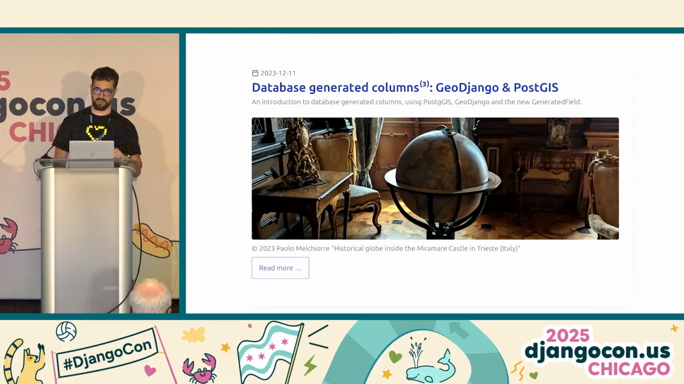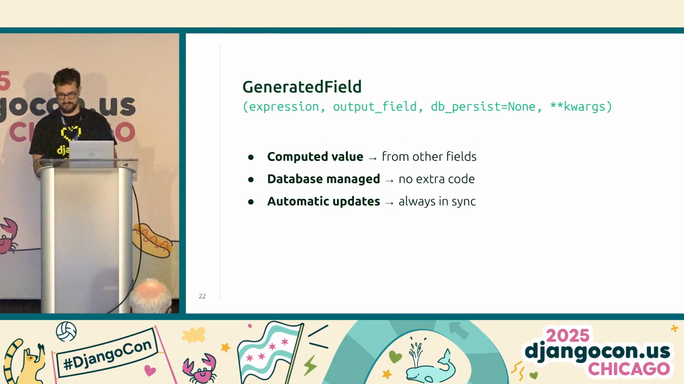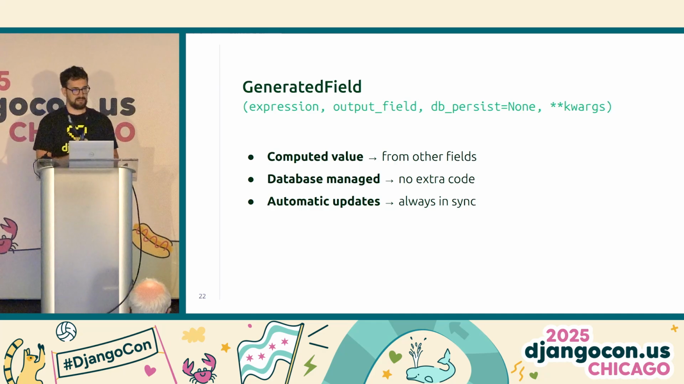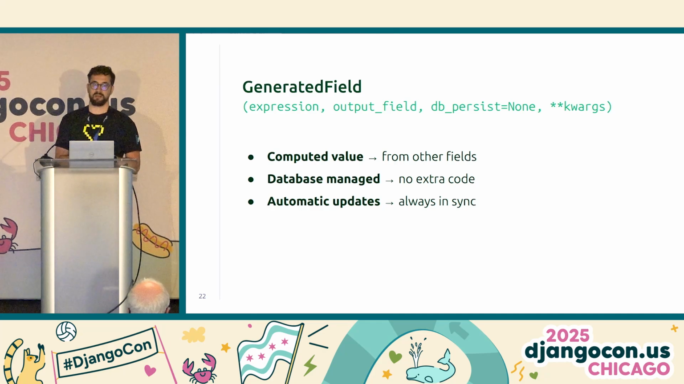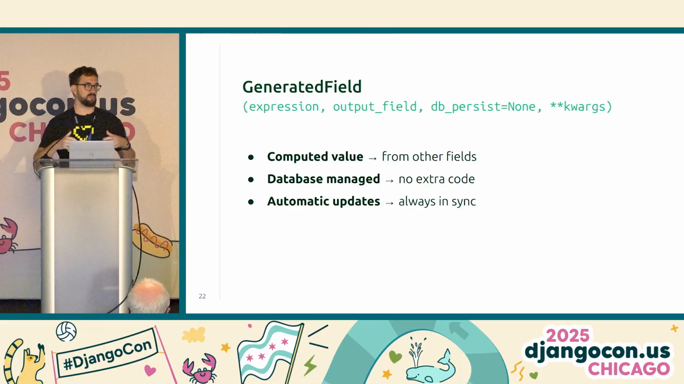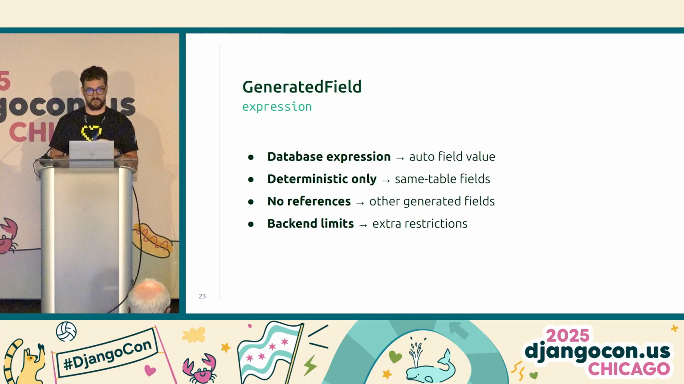But before seeing some examples, I want to share with you what we have now in Django itself. So the generated field is now a new type of field that is computed by the database without any extra code, and is totally managed by the database and always in sync because the database updates it for you. You have to specify an expression, which can be deterministic only. We'll see some examples of when this does not work.